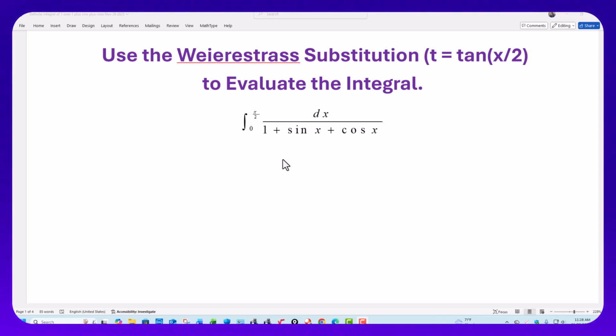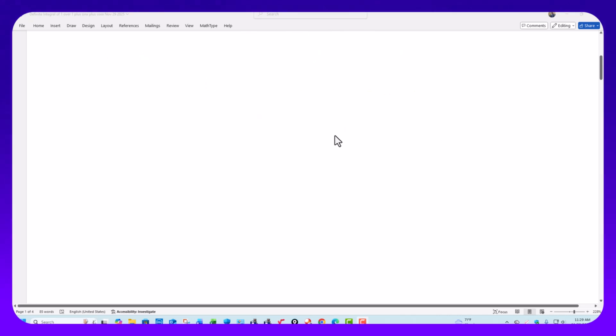Here the standard u substitutions are not going to work. If I let u equal the denominator and take the derivative, I don't get what's in the numerator. So what this technique is going to do is allow me to write this expression in terms of a rational function of the variable t. Then you can use other techniques like partial fractions decomposition, and so forth. So let's look at this.